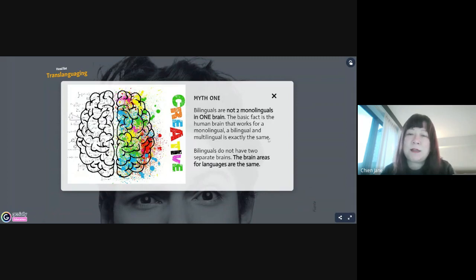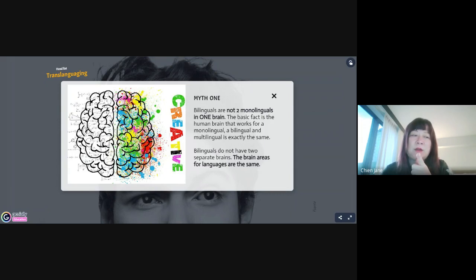So this is telling us that although it is a monolingual person or a bilingual person, their brain works the same, okay? They're not different. Bilinguals do not have two separate brains, and this is the most important.